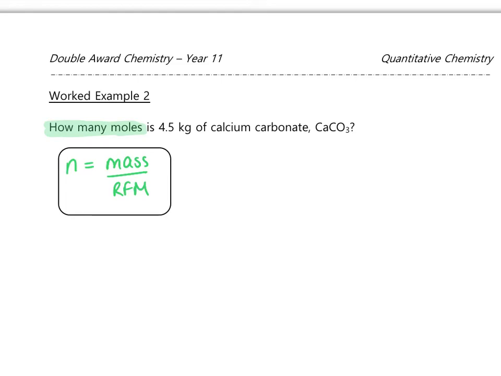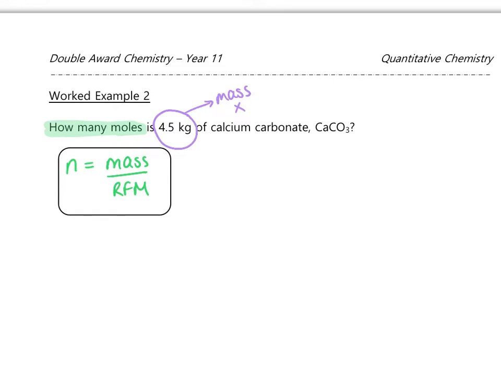So I can see from my equation that I'm going to need a value for mass, and I'm going to need a value for RFM. So first of all, mass. Well, my mass is 4.5 kilograms. So that's my mass. Is it in the correct units? It's in kilograms. No, it's not in the correct units. So I'm going to put an X there, and I'm going to have to do something about that, and we'll come back to that in a second.